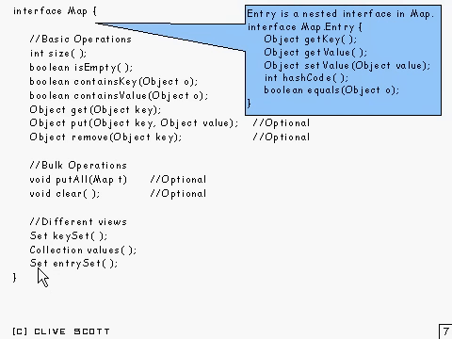You can also produce a set of entries if you want to look at it that way, and that basically is map.entry.